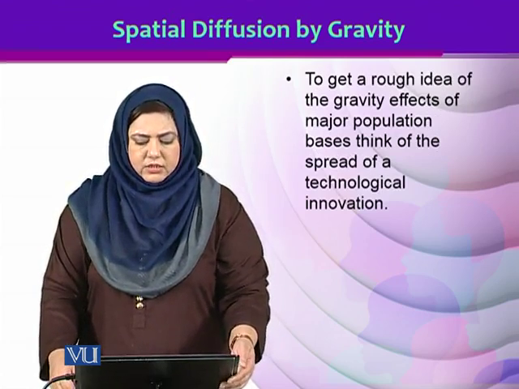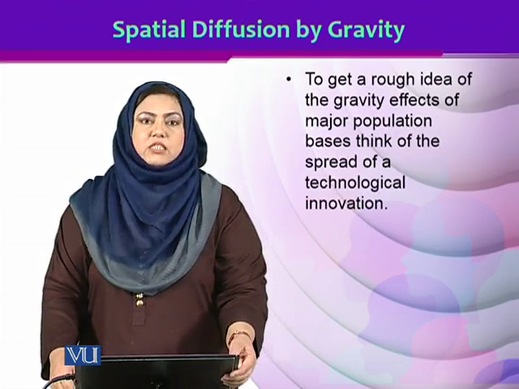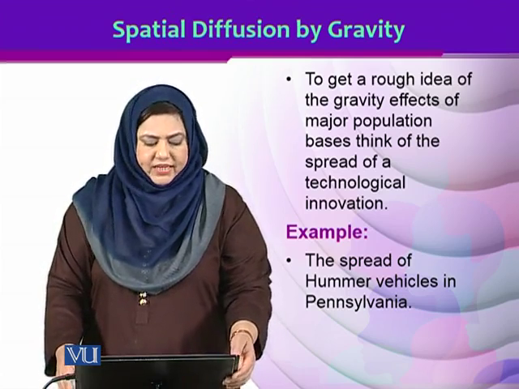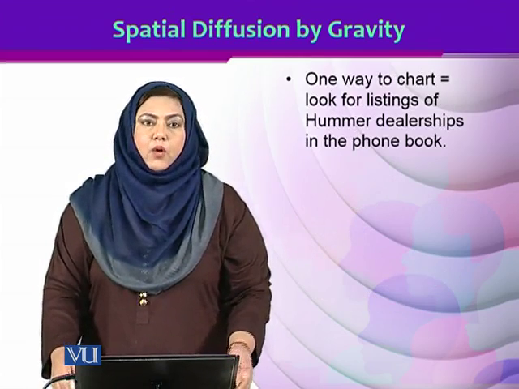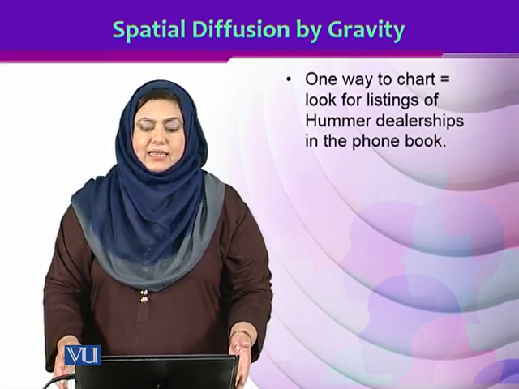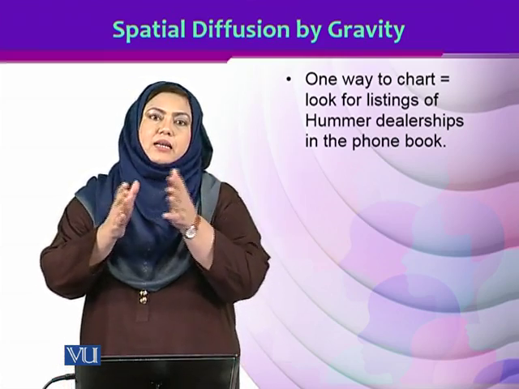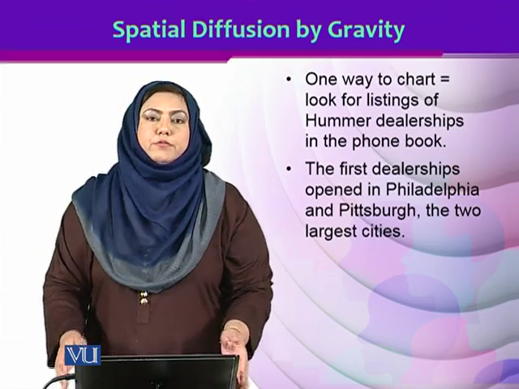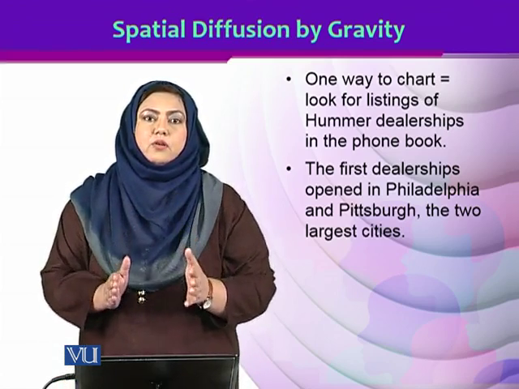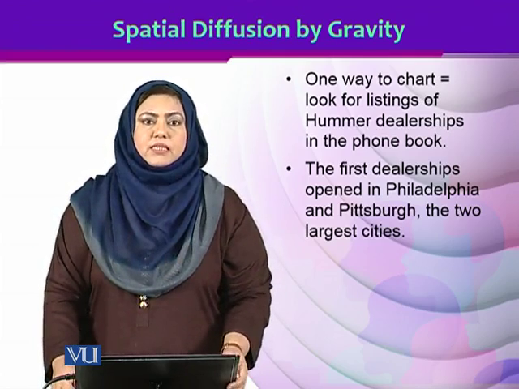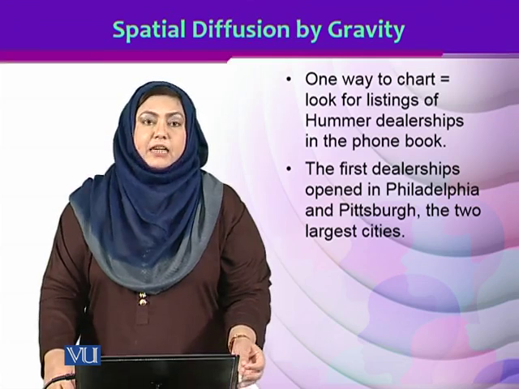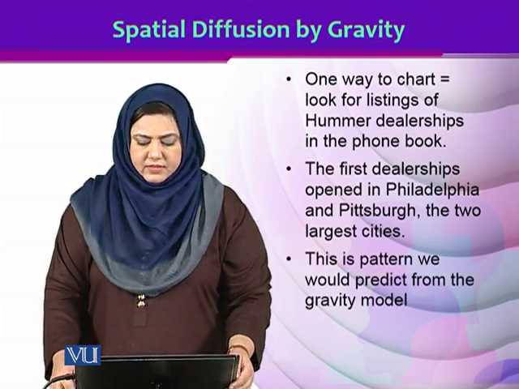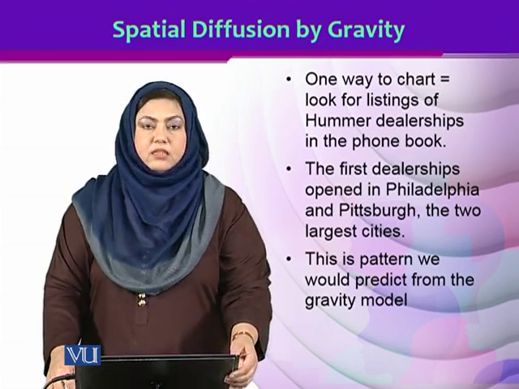To get a rough idea of how this operates, I think we can think of some technological innovation in that context. For example, the spread of Hummer vehicles in Pennsylvania, there were different experiments that were made. One way of looking at it is to make a chart where you can list how many Hummer dealerships are in the phone book, how many are being sold there in what ways. Now, as the sociolinguists and other researchers looked at the statistics, what they found was the first dealerships opened in Philadelphia and Pittsburgh. And again, it's very interesting that both of these are large cities. So this is a pattern we could predict for the gravity model.